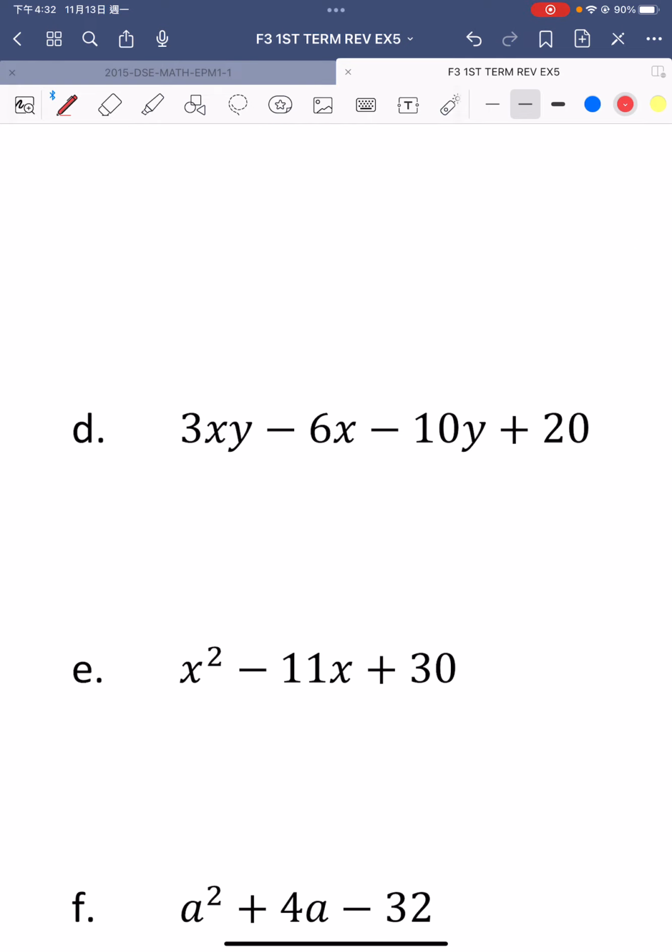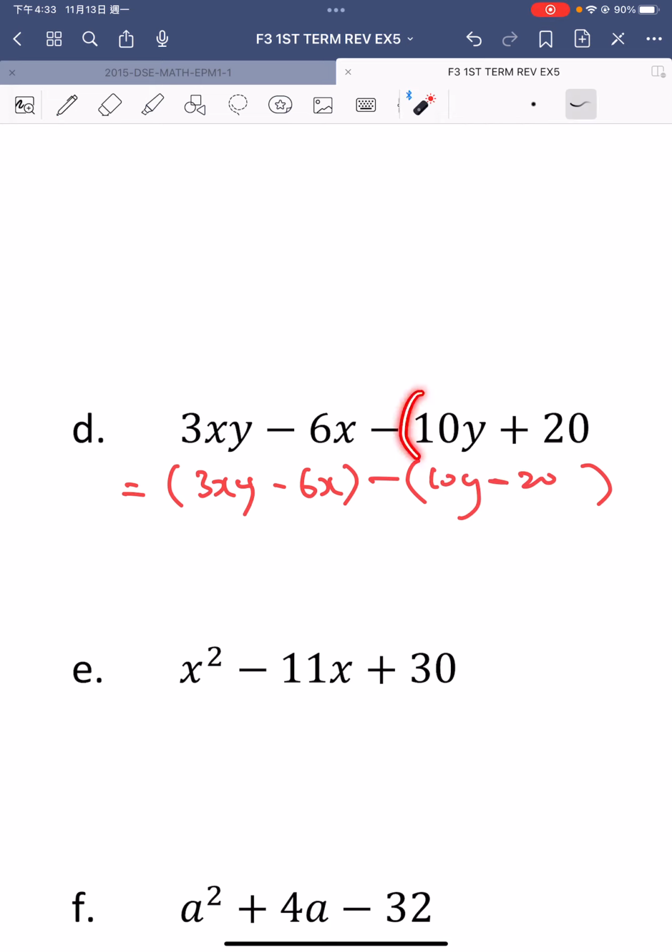So now we're trying to do question D. Still there are two terms together, so we can separate it into 3xy minus 6x, and then minus the bracket, we keep the other two terms bracketed, so we have 10y minus 20. Again, if you want to add a bracket after the negative, remember to change the middle sign.